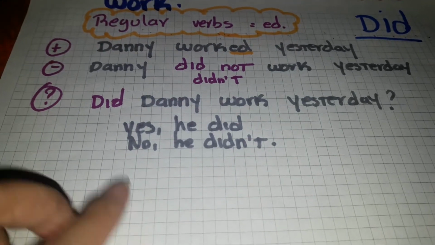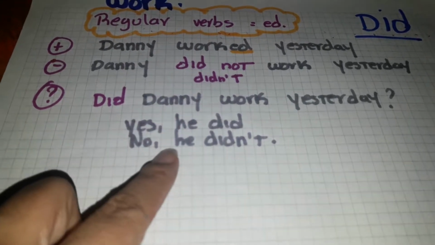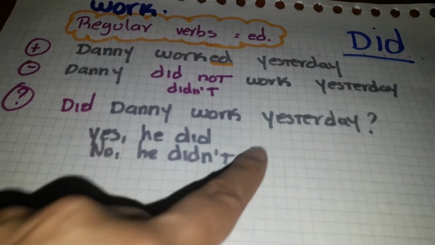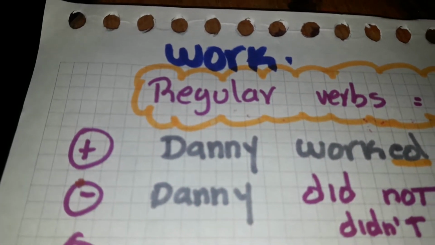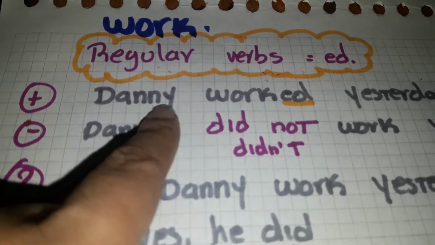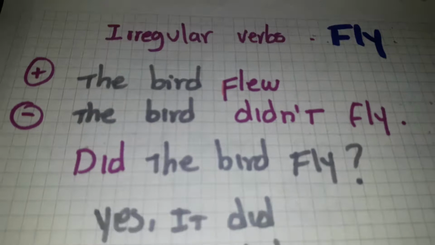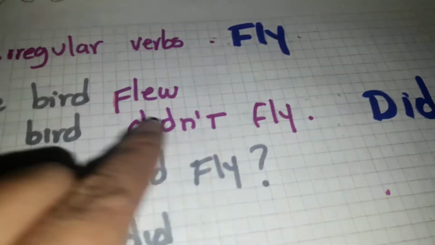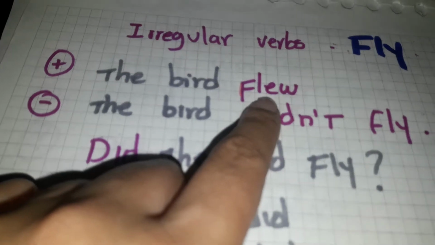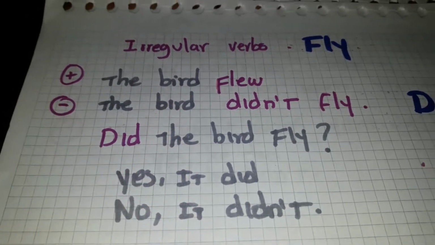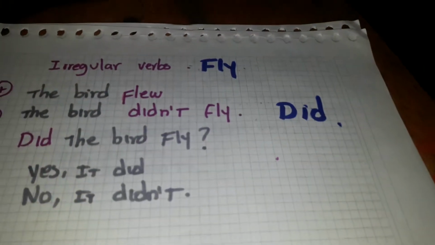Pay attention to this, it's so important. Did Danny work yesterday? Work, because the verb is work, but the auxiliary did is present. When the auxiliary did is present, the verb is in this form. In the affirmative form, no, because there is no auxiliary. Danny worked yesterday, with a regular verb. But if you have to work with an irregular verb, fly, in the affirmative form, put the simple past form, but in the negative and interrogative, no, fly and fly. Why? Because the auxiliary did is present in these cases.